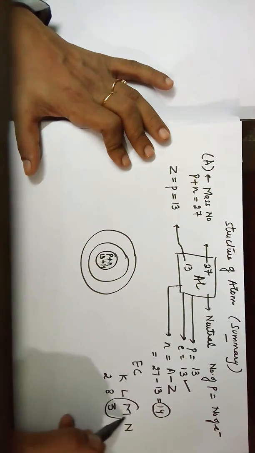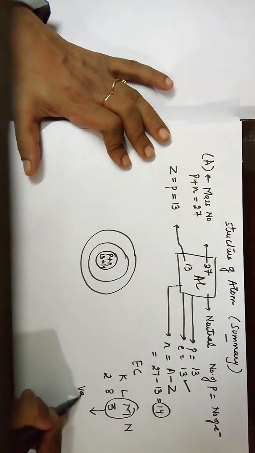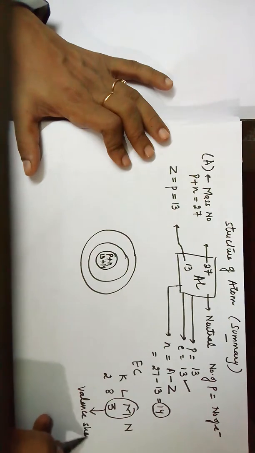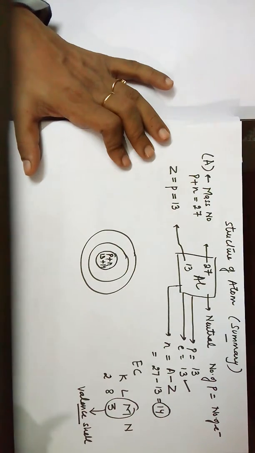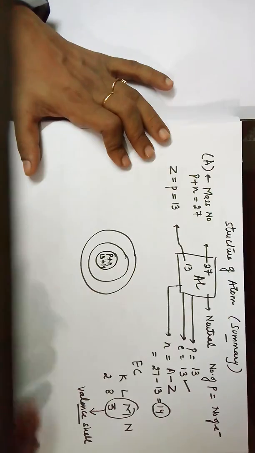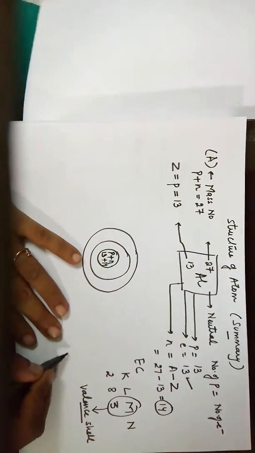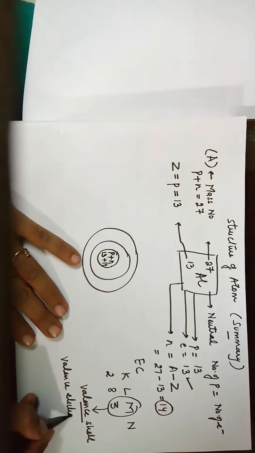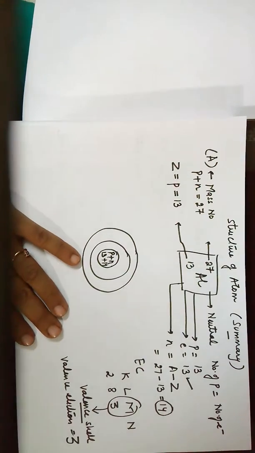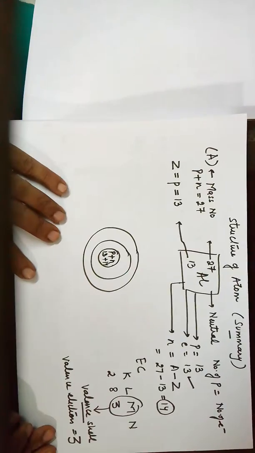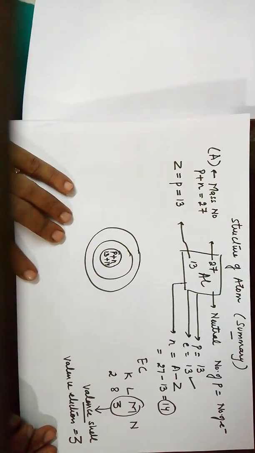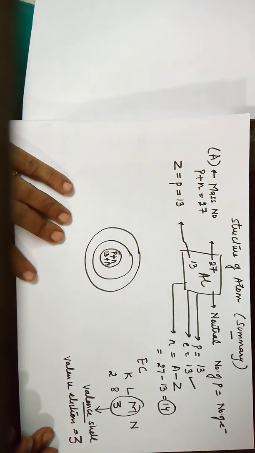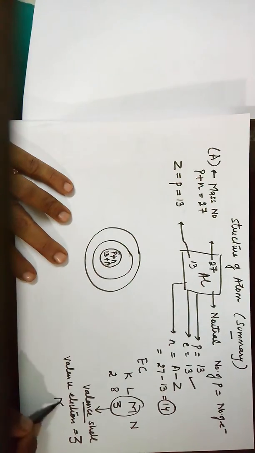This M shell is also known as the valence shell. The last occupied shell in an atom is called the valence shell, and the electrons in it are called the valence electrons, which is equal to 3. From the given number of valence electrons, you can even comment about the character of the atom. If the valence electrons are 1, 2 or 3, we call them metals. Hence, this becomes a metal.